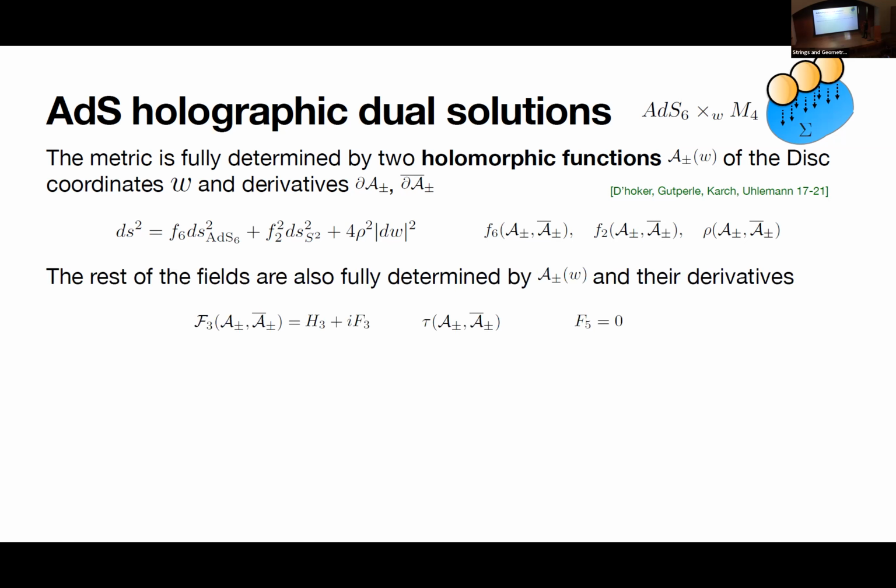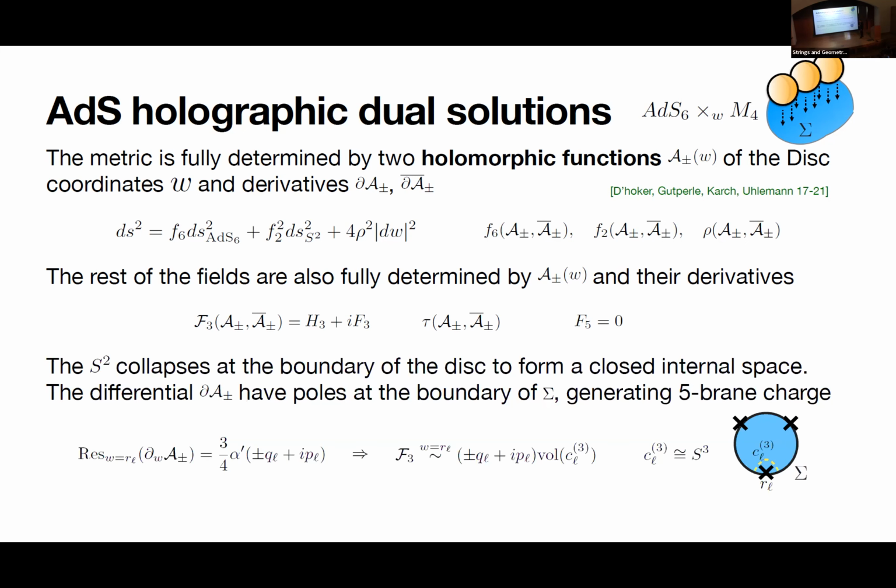The dependence of the rest of the fields is similar. So we have the free form flux, which is the combination of H free and F free. It depends on A plus and minus as well. Tau has a similar dependence, so it's varying on the disk, and F5 is equal to 0. And what you get is that also the S2 has to collapse at the boundary of the disk.